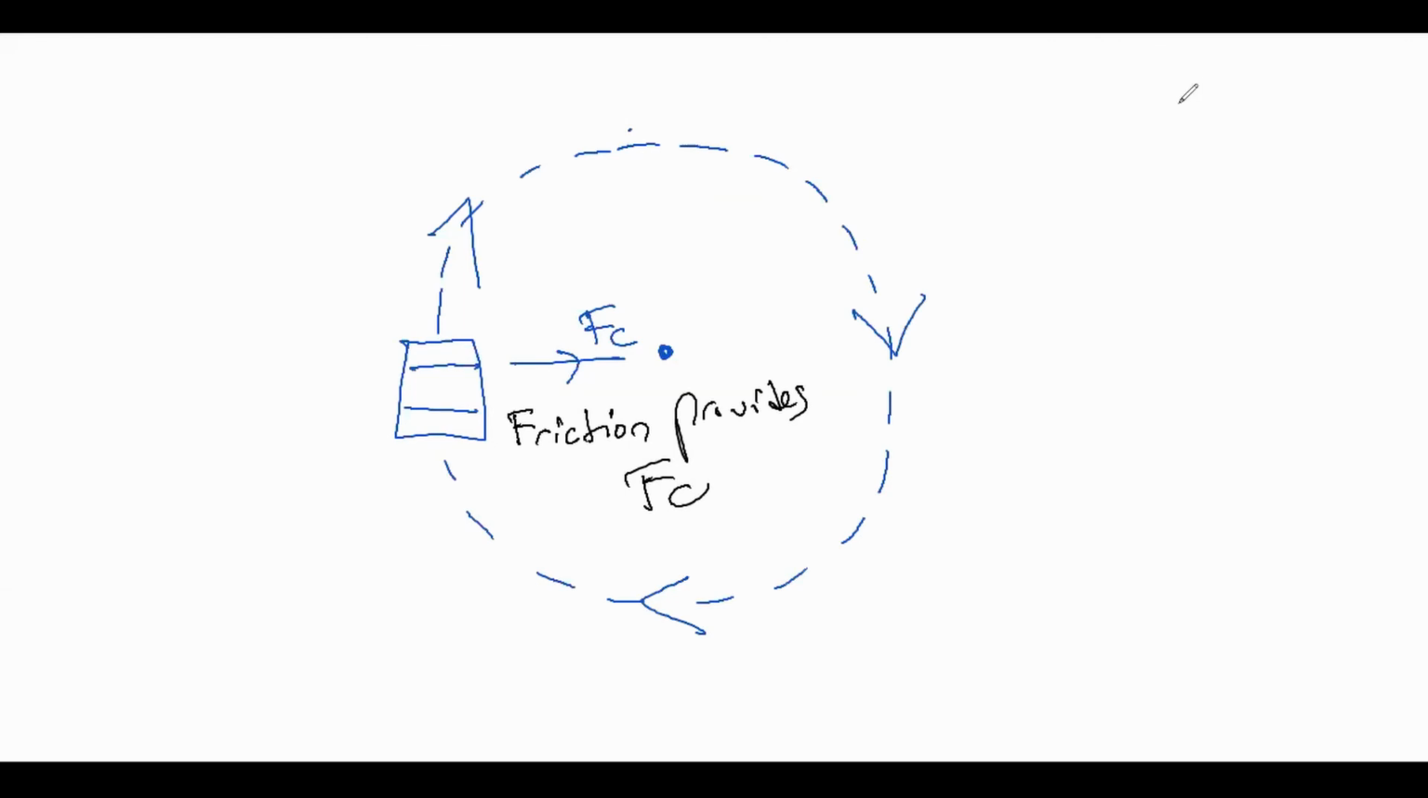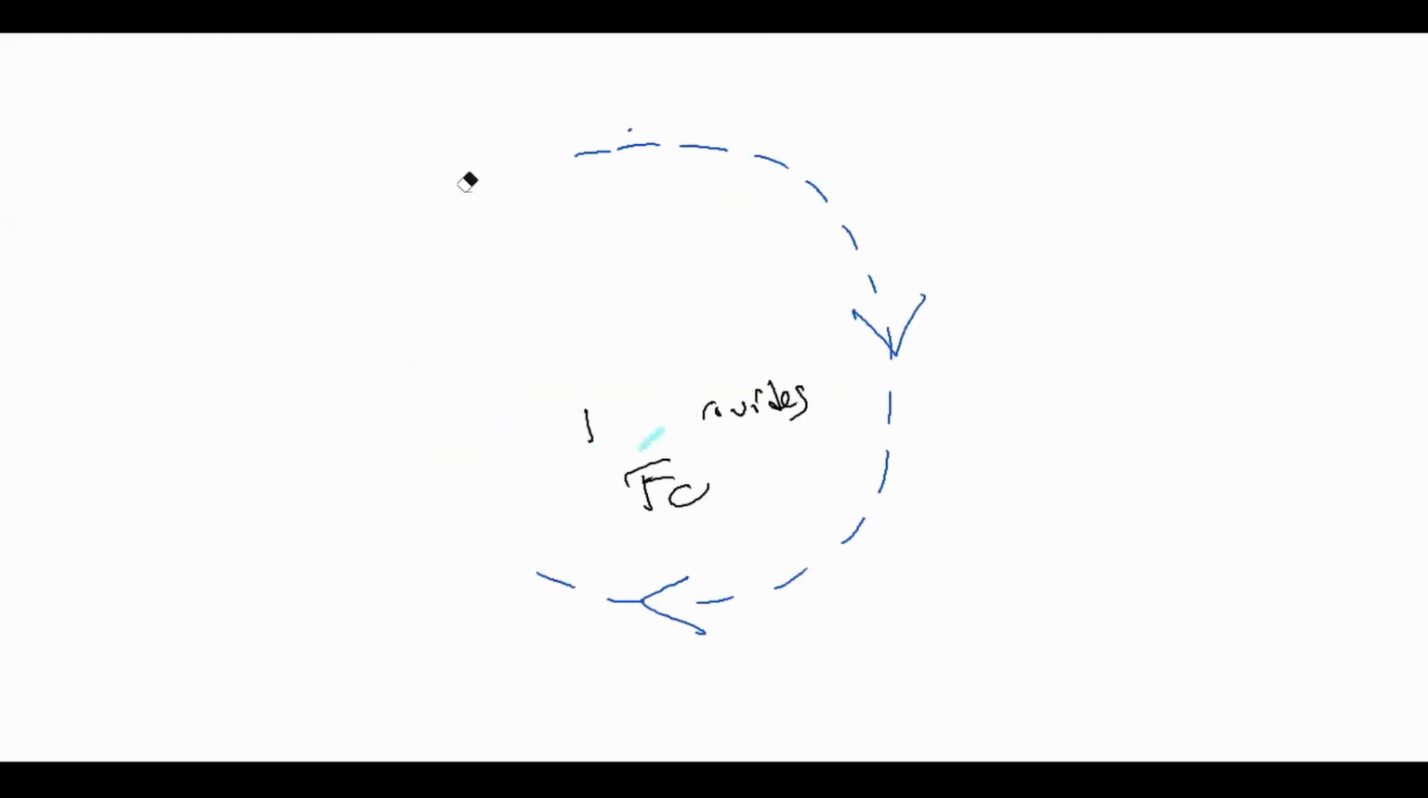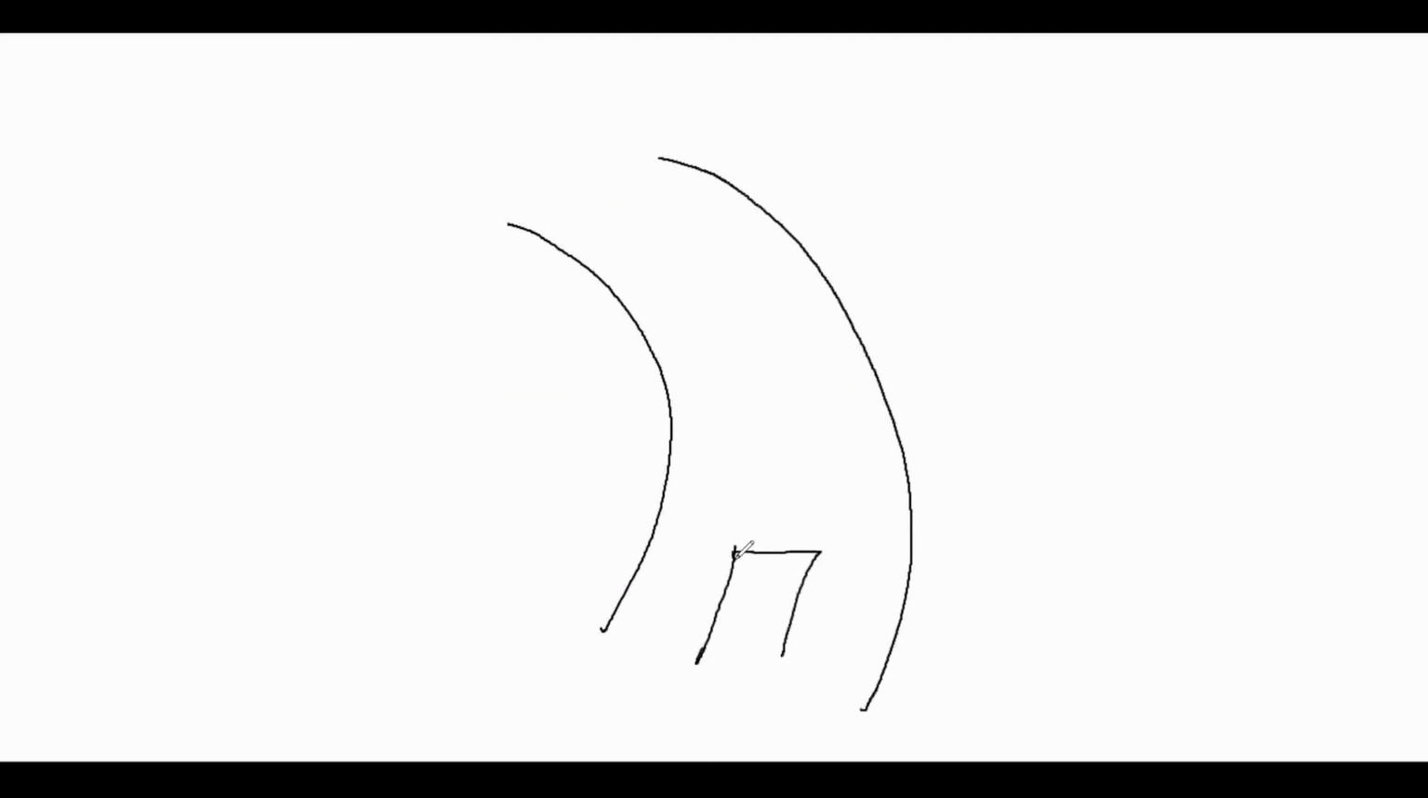Now, let me contrast this with a situation. When we travel in the city, we don't always have straight roads. We sometimes have curved tracks, right? This is the road, and my car is traveling over here. The car will have to turn. When it's turning to the left, that is circular motion as well.